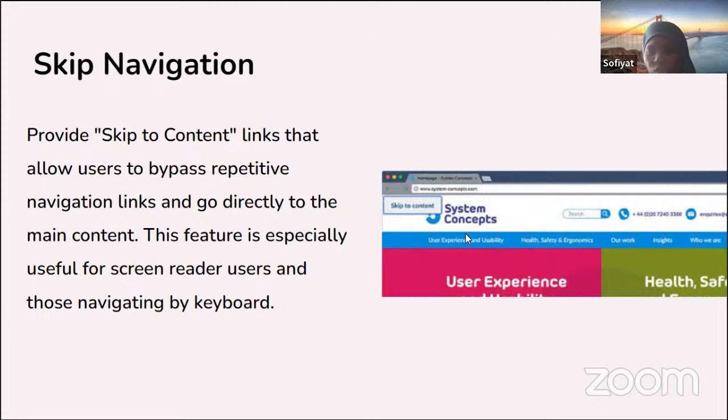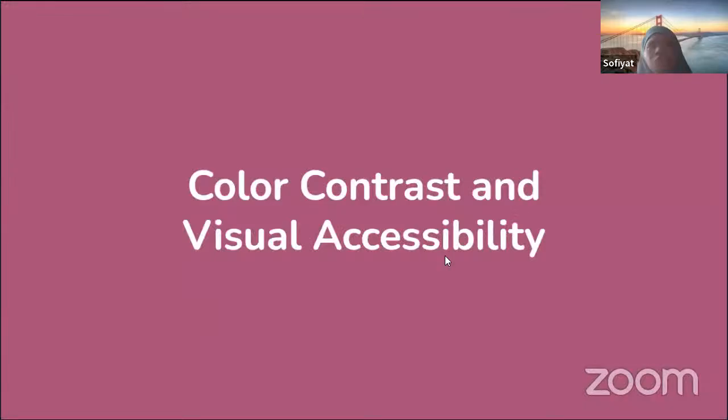So when your developer develops it that way, they have to see this thing as if it is there. It will be in your website. When you click on this skip, it moves to where you want them to get to faster. So that's that. We're moving on to color contrast and visual accessibility.